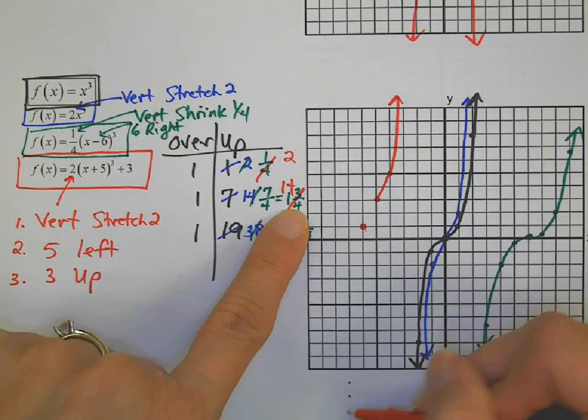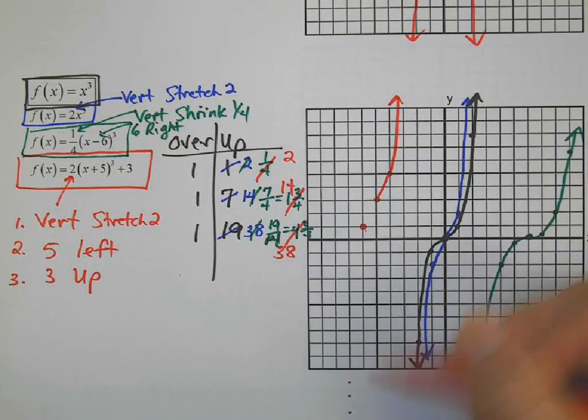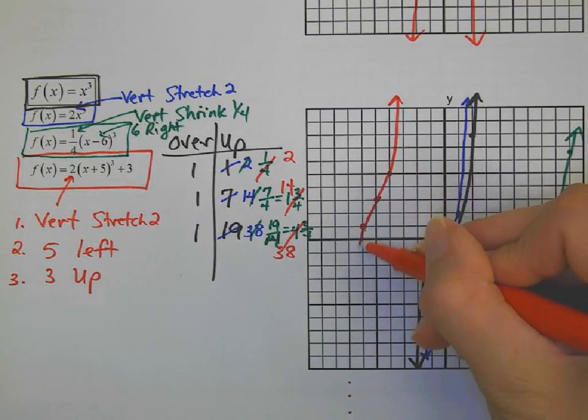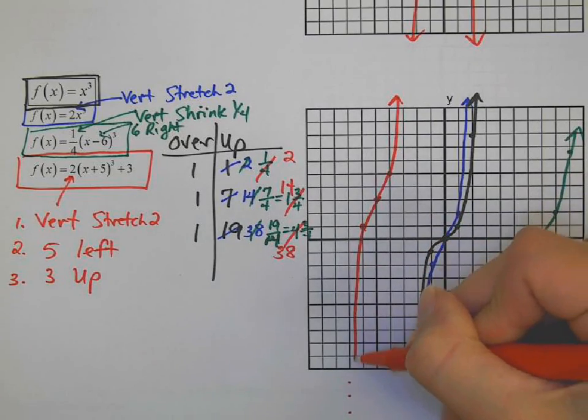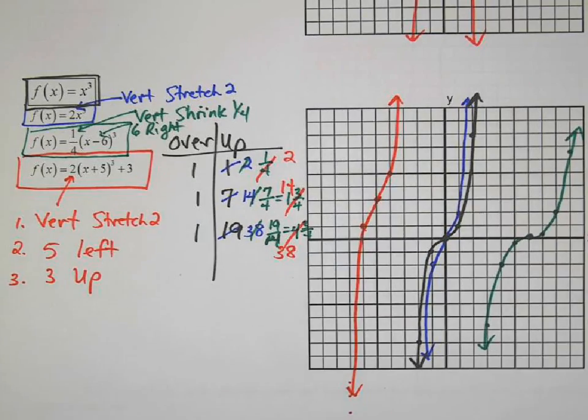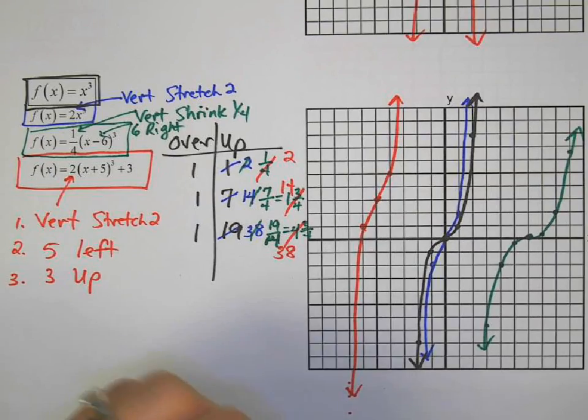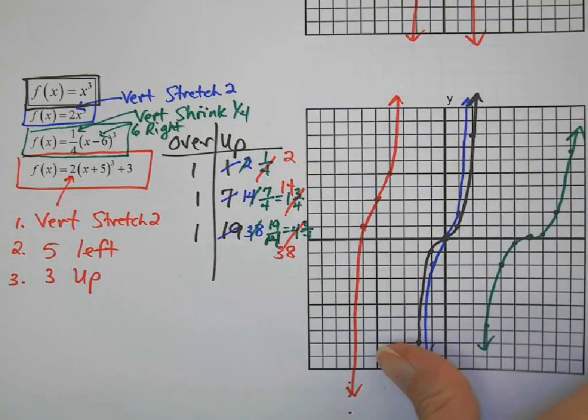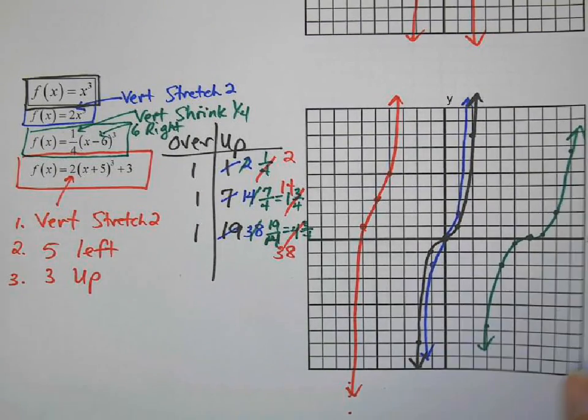11, 12, 13, 14. It's going to be 3 off the graph paper down here. So I'm just going to aim for the point way off the graph paper like that. Okay? Basic cubic with some vertical stretching and shrinking.